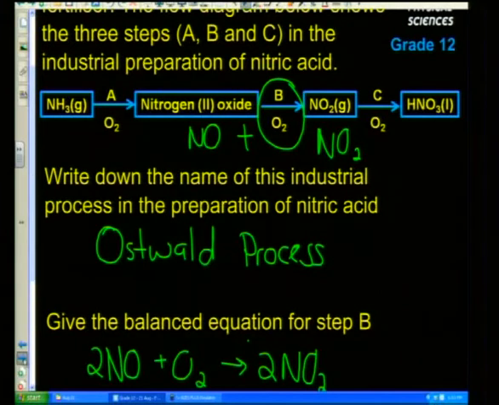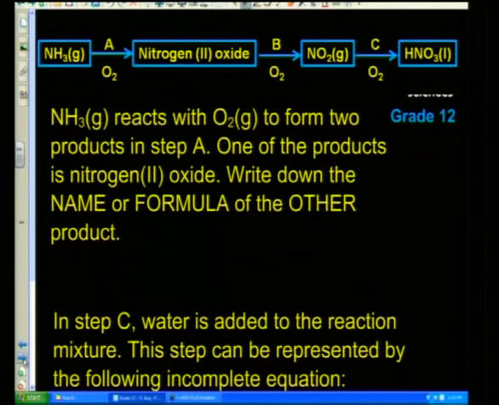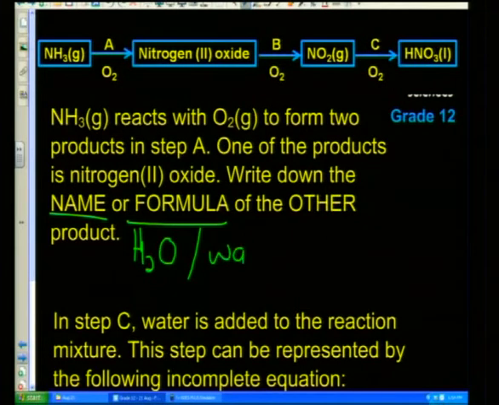Now, the next part of this question, and I left the flow diagram up: the NH3 reacts with O2 to form two products in step A. One of the products is nitrogen monoxide. Write down the name or formula of the other product, and it's water. It's H2O, or water, so you need to know that.